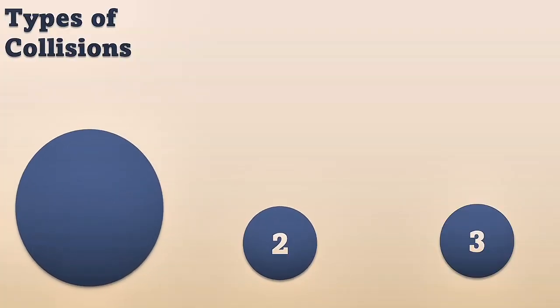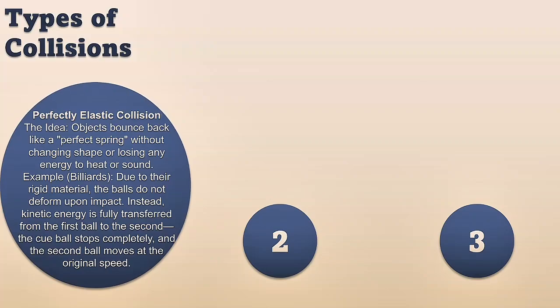Types of collisions. Perfectly elastic collision. The idea: objects bounce back like a perfect spring without changing shape or losing any energy to heat or sound. Example: billiards. Due to their rigid material, the balls do not deform upon impact. Instead, kinetic energy is fully transferred from the first ball to the second. The cue ball stops completely, and the second ball moves at the original speed.